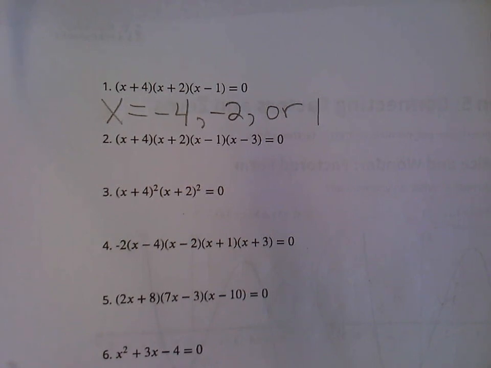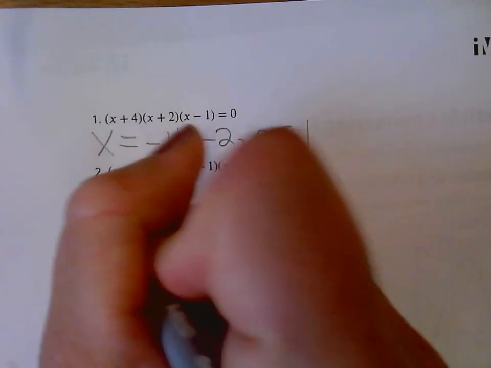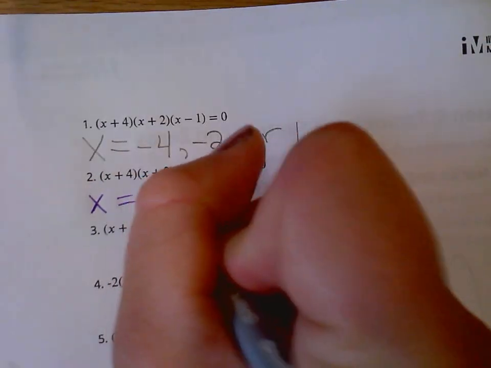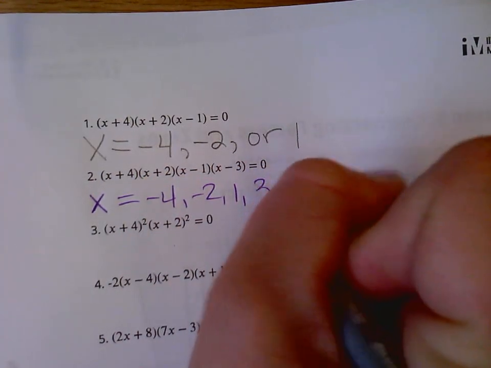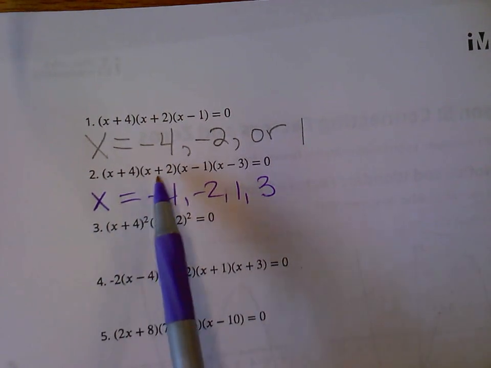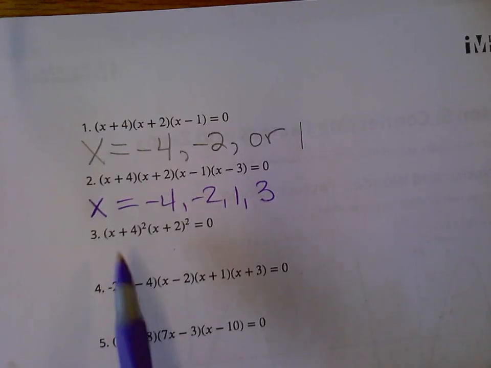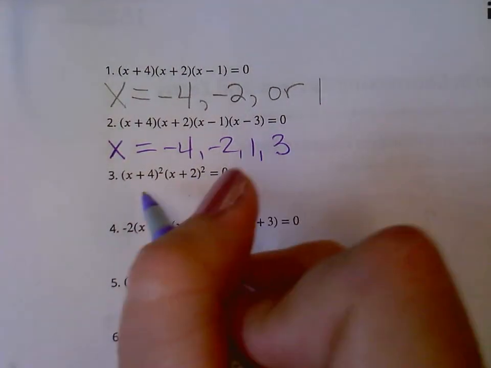Does someone want to tell me what they got for number 2? X equals what? All right, did you get all those? -4, -2, 1, and +3. Okay, number 3, I already put a suggestion up on the board because what does the squared mean?